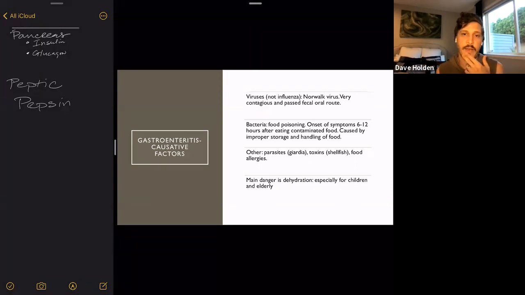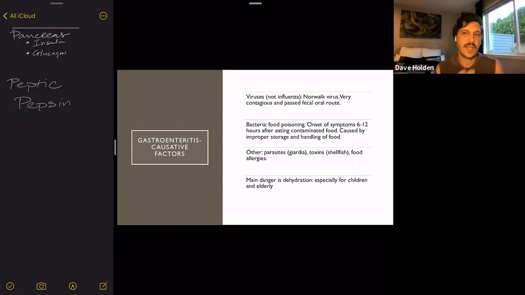You can get it from other kinds of food poisoning, like improper storage and handling of food. This is why food has to be kept at certain temperatures. So if your shellfish get too warm, parasites can also cause it. Parasites like Giardia. Giardia is found in contaminated water, like rivers and streams.